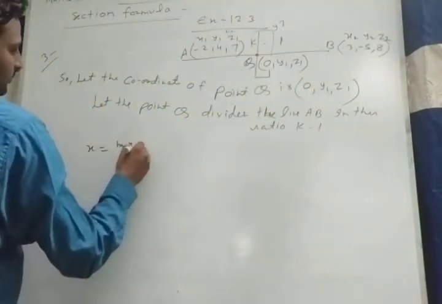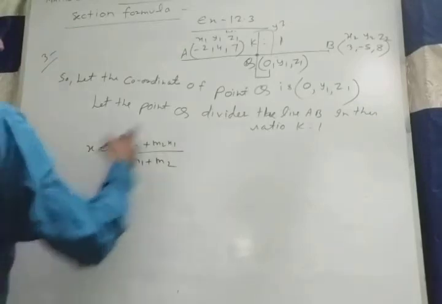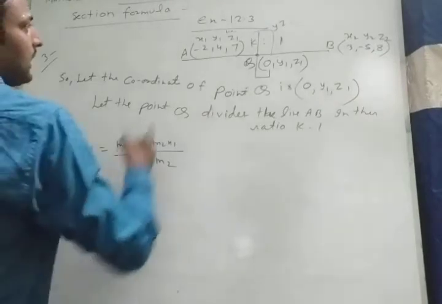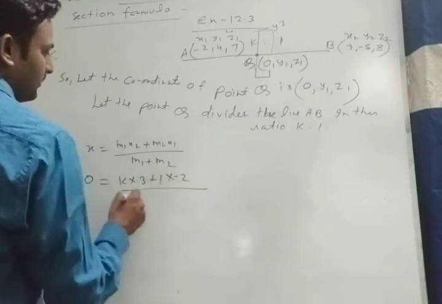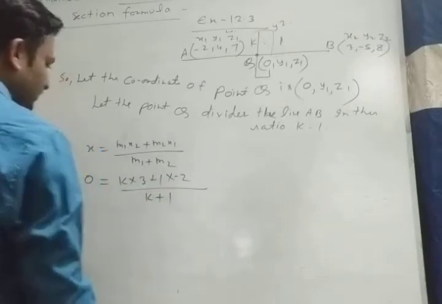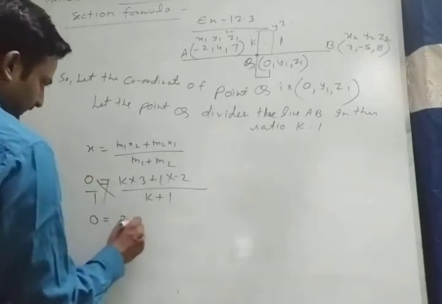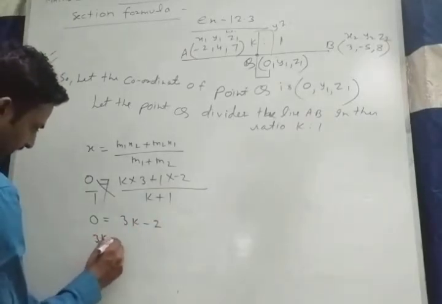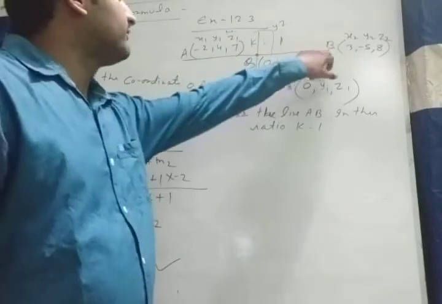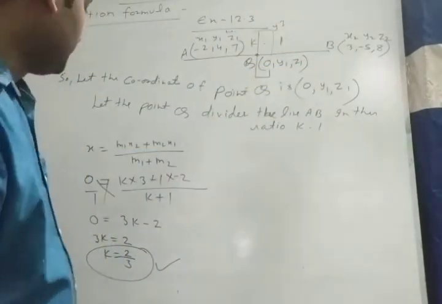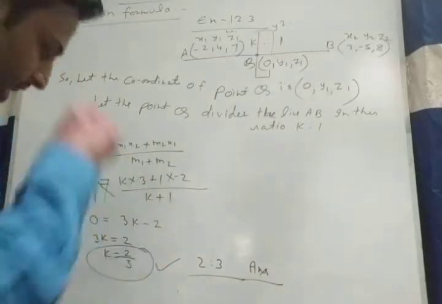X is equal to M1 X2 plus M2 X1 upon M1 plus M2, where X is 0. So M1 is K, X2 is 3, M2 is 1, X1 is -2, over K plus 1. Cross multiplying, we get 0 on the left-hand side and 3K minus 2. So 3K is equal to 2, so K is equal to 2 by 3. So the line AB is divided by the YZ plane in the ratio 2:3. This is your required answer. Next question.